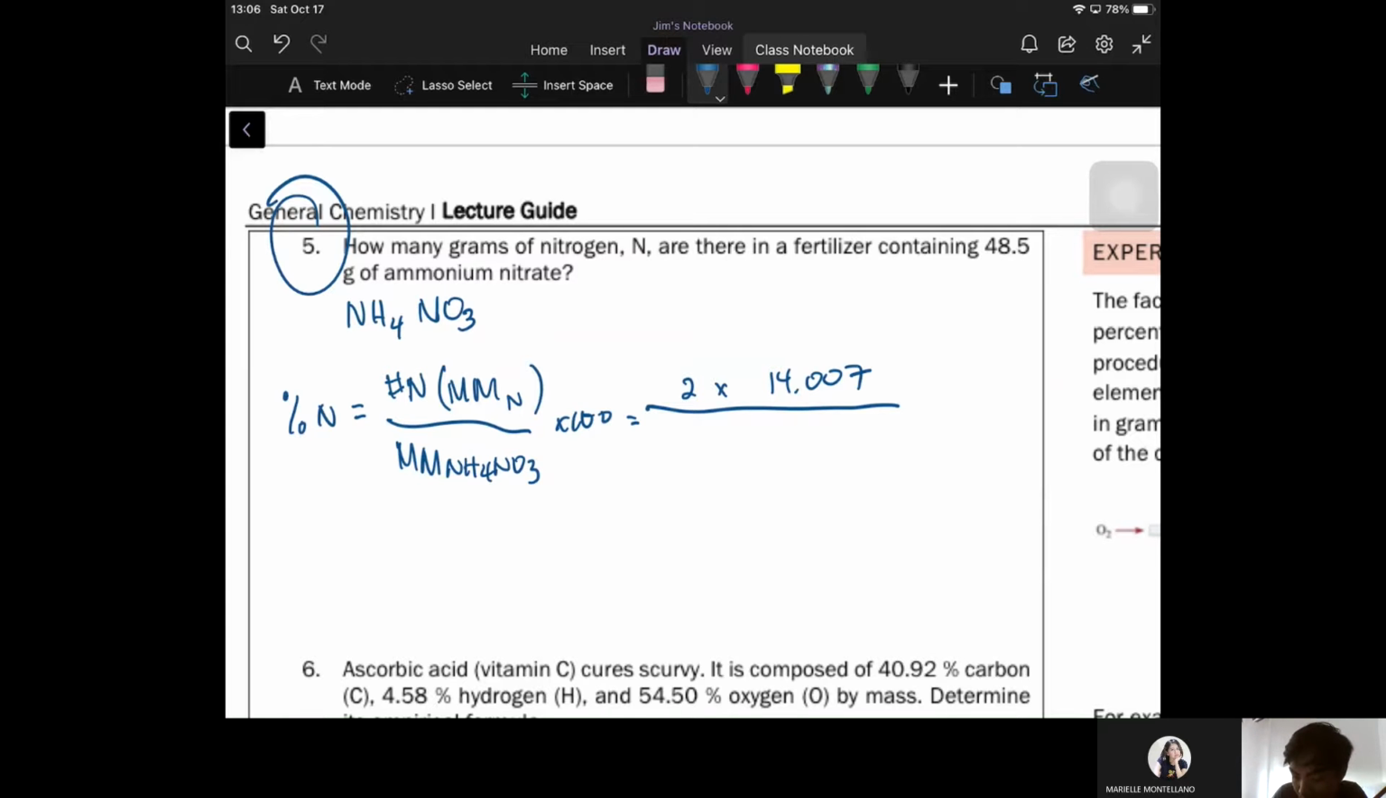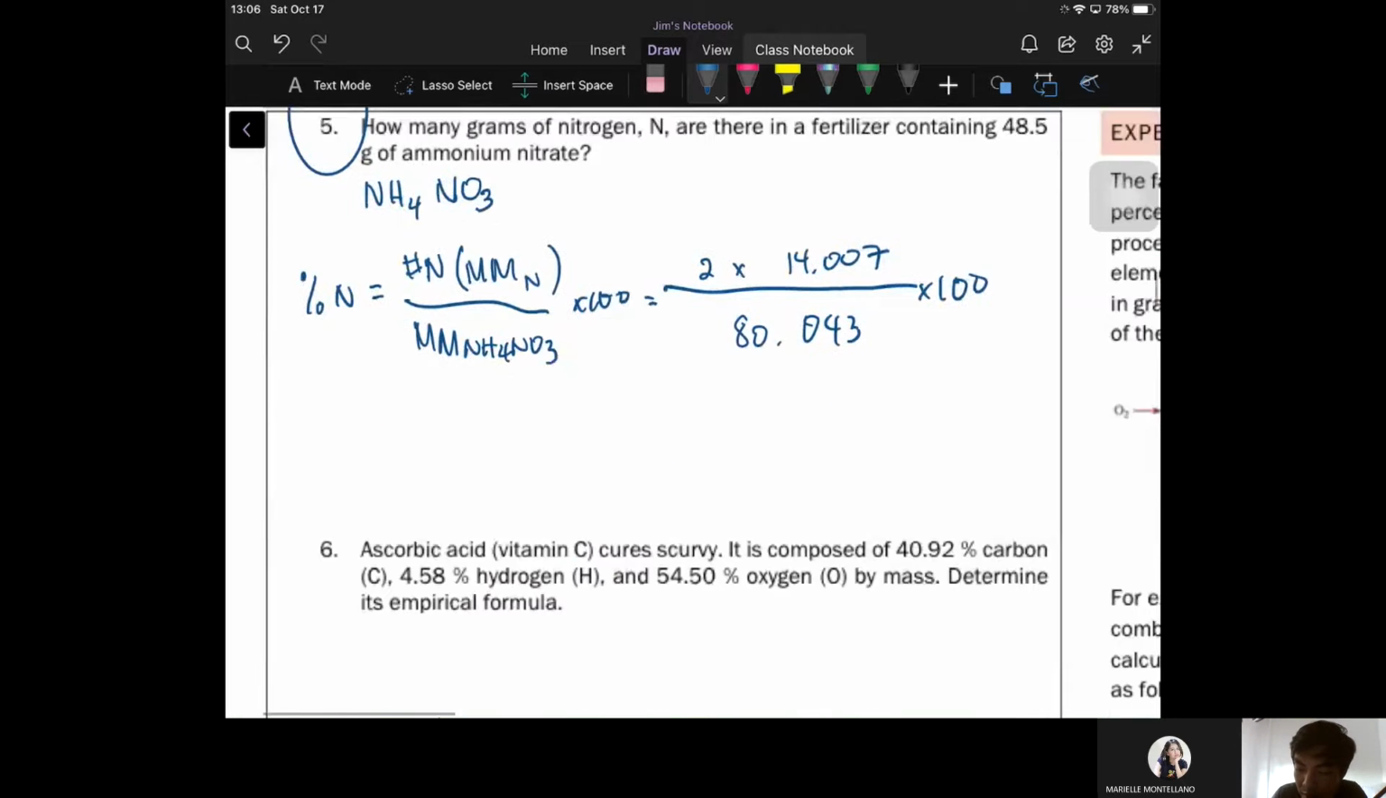Okay, so that's 80.043 grams per mole times 100, giving you the percent nitrogen equal to 0.35. Ay, percent nga pala, times 100. So that's 35%. Kasi ano eh, 34.998, no? So, ni-round up ko na. So, 35% of the compound is nitrogen.